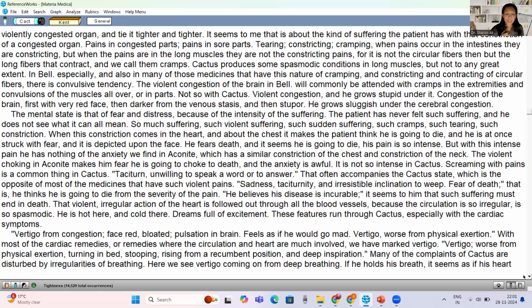Okay, so they're comparing him to aconite. And there is sadness, taciturnity, irresistible inclination to weep, fear of death. All these along with cardiac symptoms.